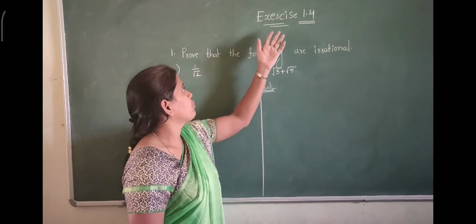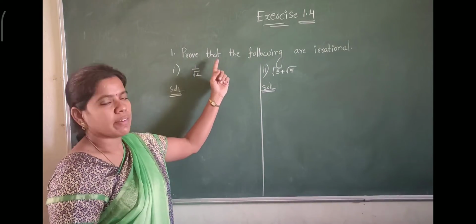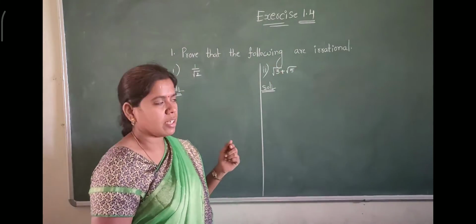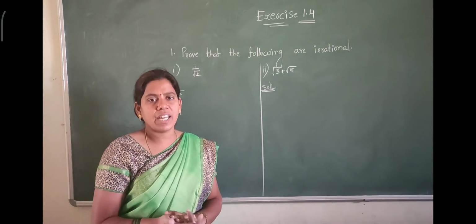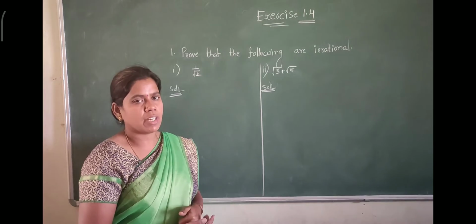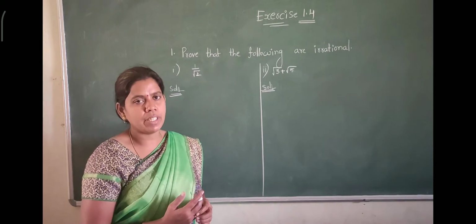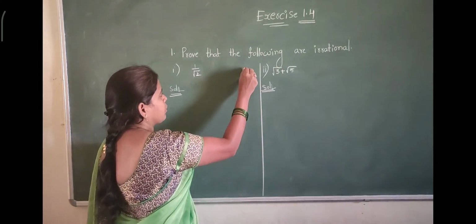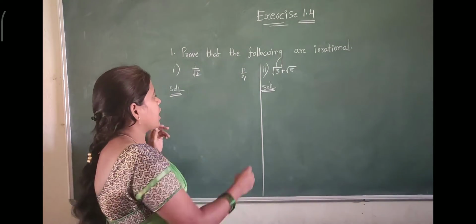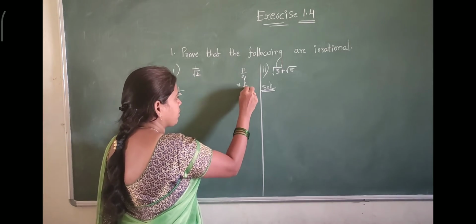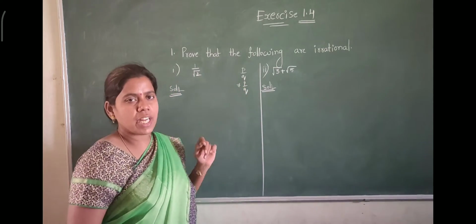Exercise 1.4. First problem. Prove that the following are irrational. So before going to prove these problems, first of all you have to recall the definitions of rational and irrational. What is a rational number? A number which is in the form of p by q is called a rational number. A number which cannot be expressed in the form of p by q is called an irrational number.